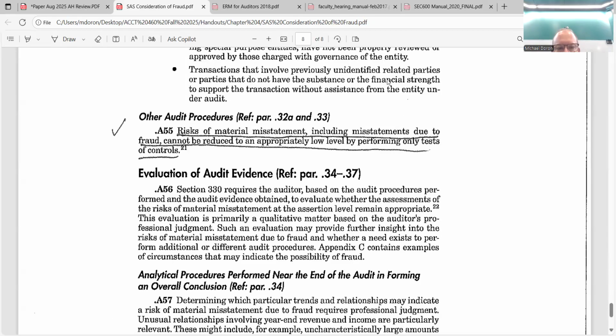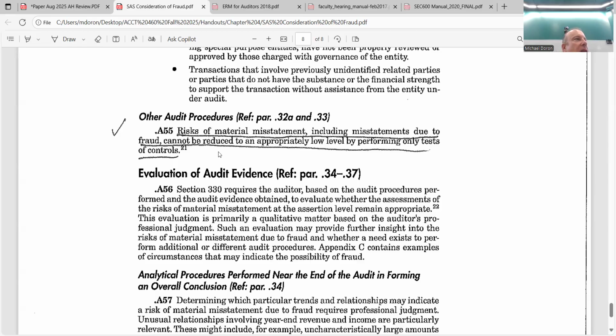Risks of material misstatement, including misstatements due to fraud, cannot be reduced to an appropriately low level by performing only tests of controls. Okay, what they mean here, right? We just talked about good controls mean you can do less work, but there is no such thing as controls that are so good that you don't have to do any substantive testing of transactions. There's no such thing. You always have to do some actual testing of transactions.